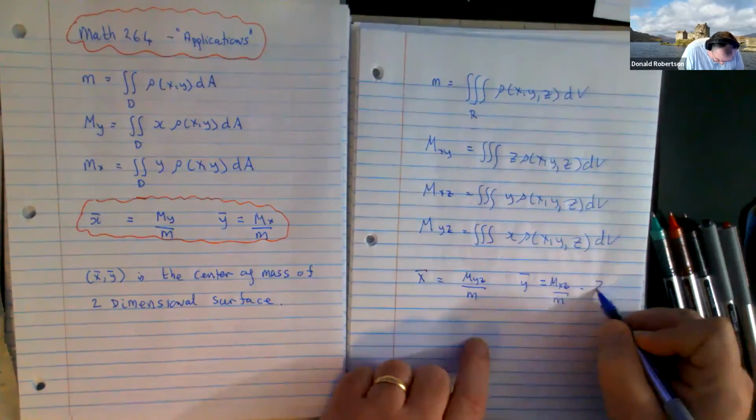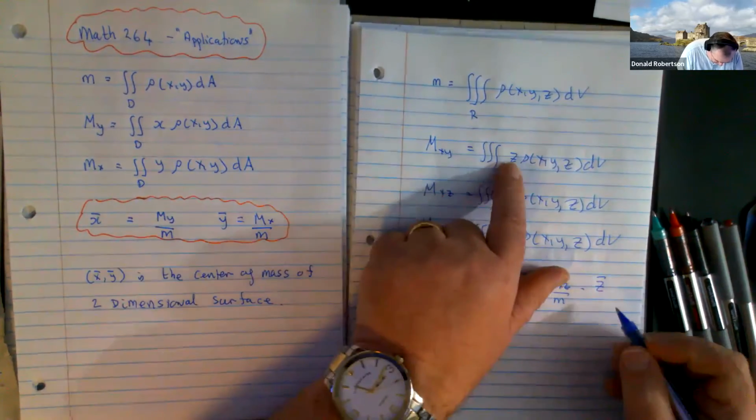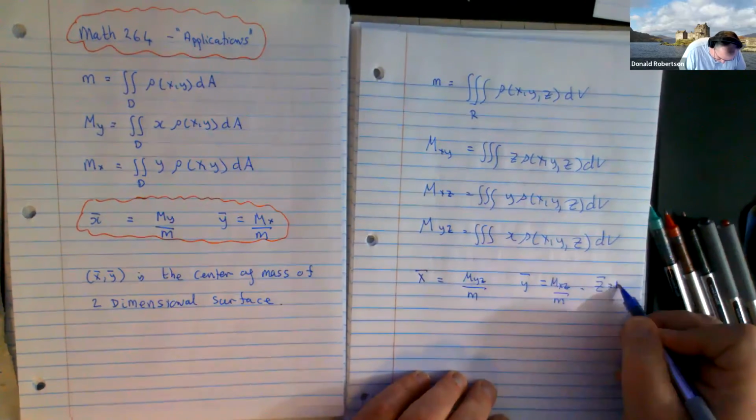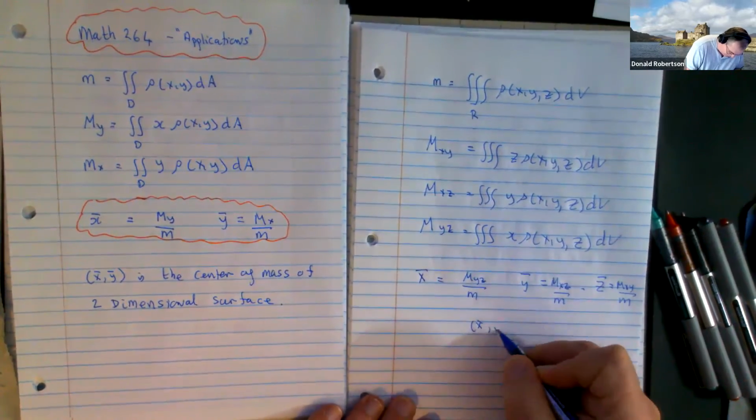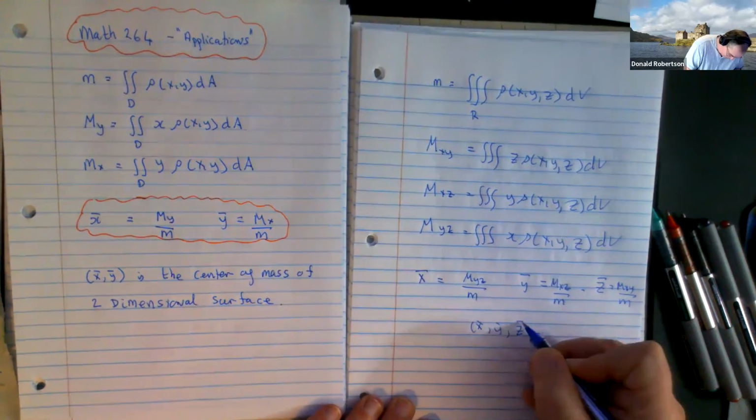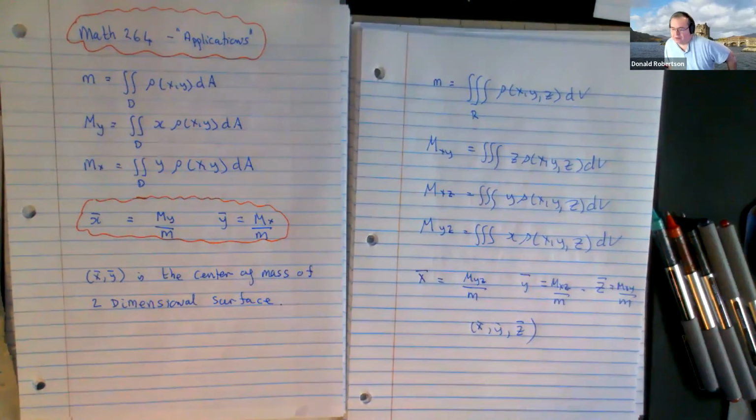And you want to find z bar, you use this one. And that would get you the center of mass in 3 dimensions. Now, you could do 4 dimensions. I have no idea who would do it, but I guess people who do theoretical physics and think of space-time as 4 dimensions, they could do that.